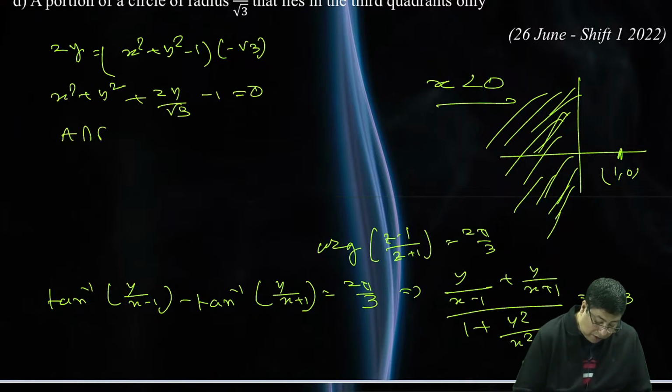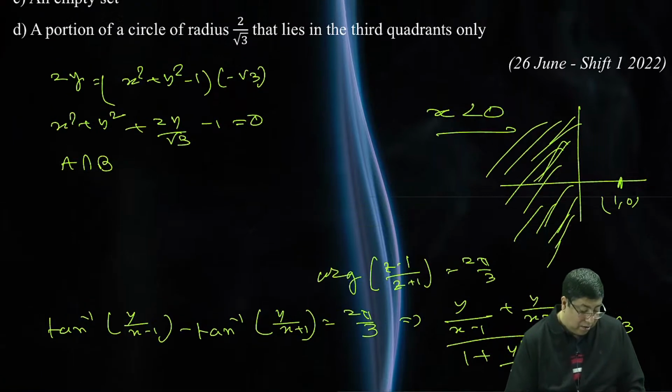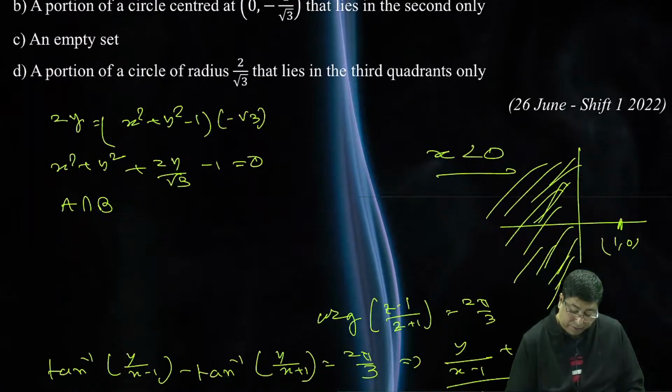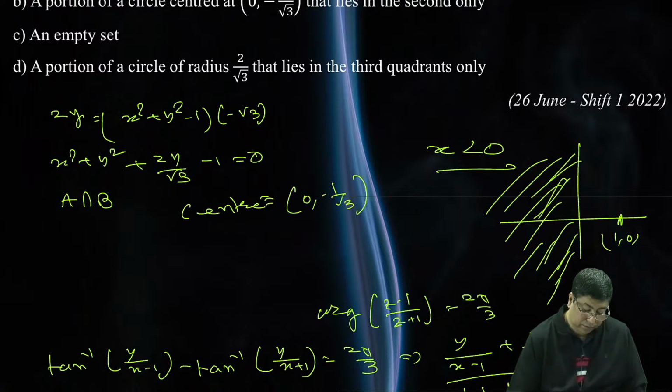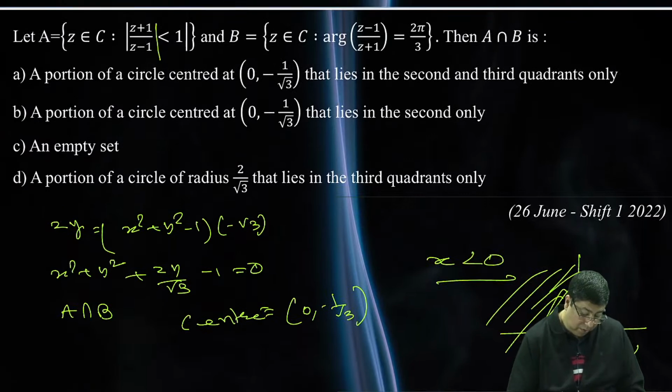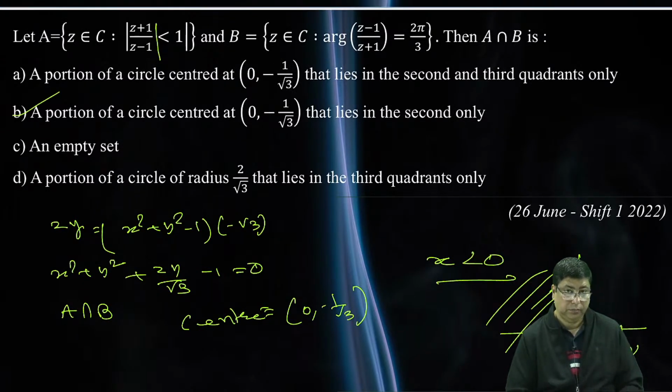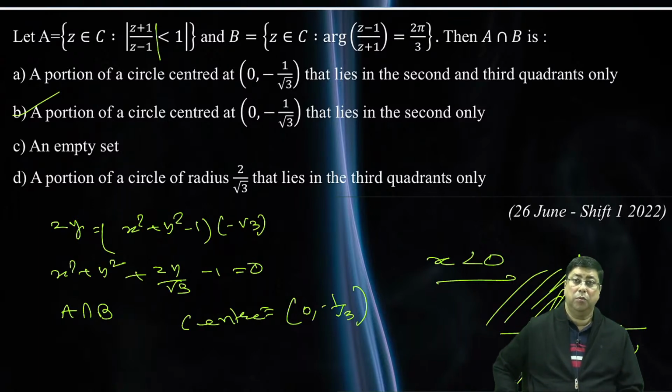So A intersection B is the center of the circle. We can write the center as 0 comma minus 1 by root 3, which is coming as option B.